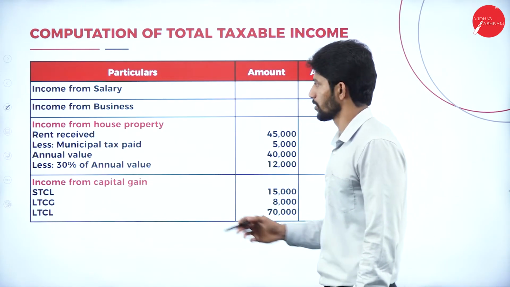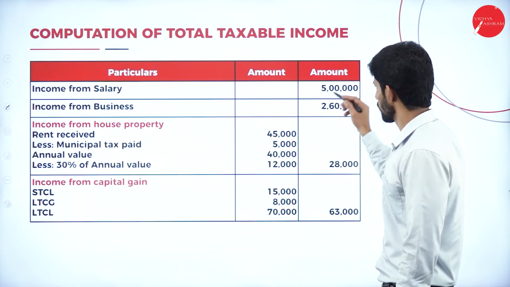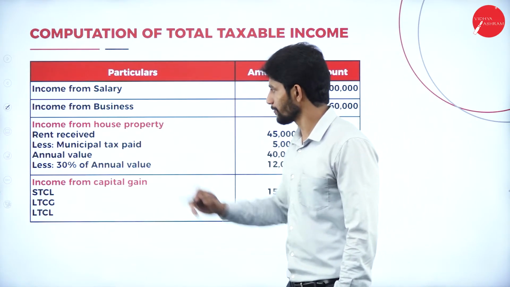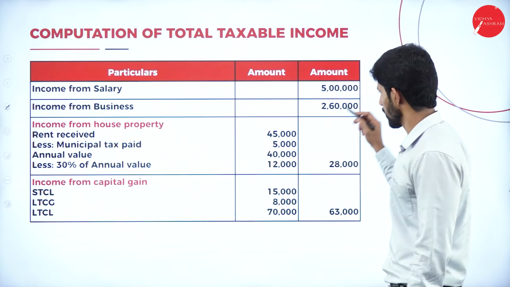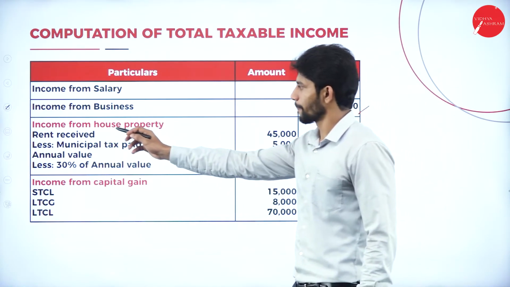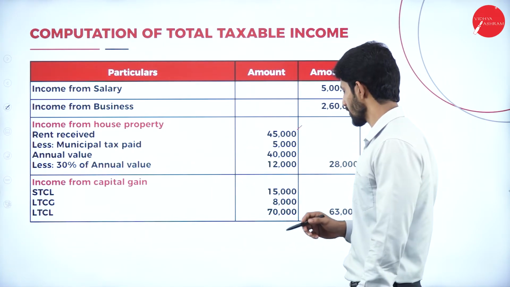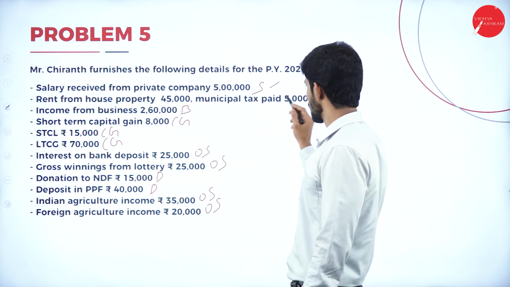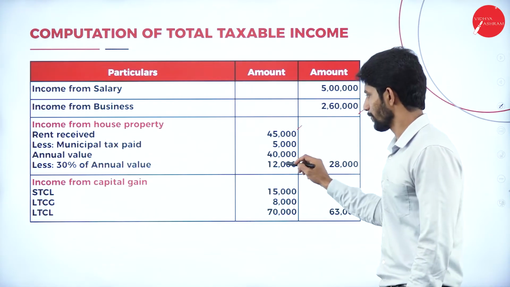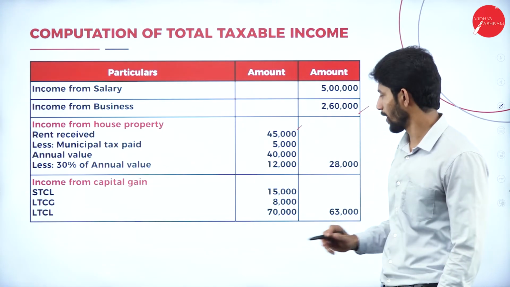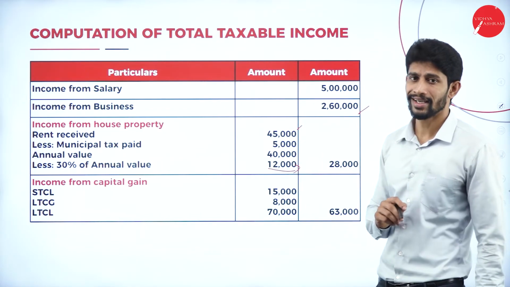Particulars, amount. So income from salaries. What is the income from salary here? 5 lakhs. So here, 5 lakh rupees. Next, income from business. It is rupees 2,60,000 in the problem. So take 2,60,000. Next, income from house property. Rent received is 45,000, less municipal tax. So what is the municipal tax given in the problem? It is 5,000. So deduct that 5,000. You will get balance 40,000. From 40,000, deduct 30% of annual value, that is 12,000. The balance outer column, that is 28,000.